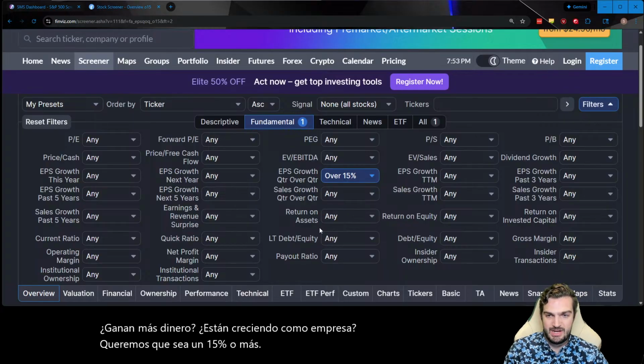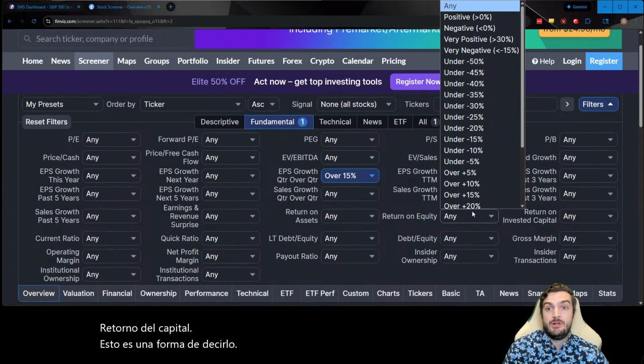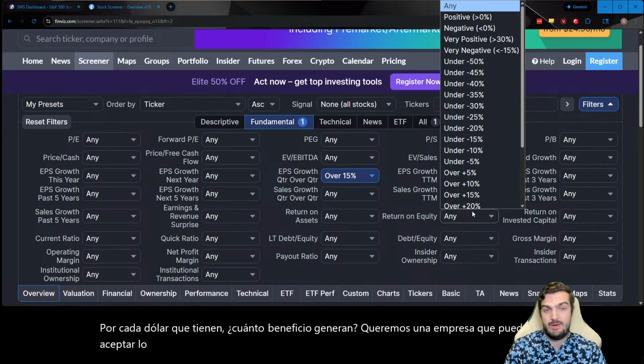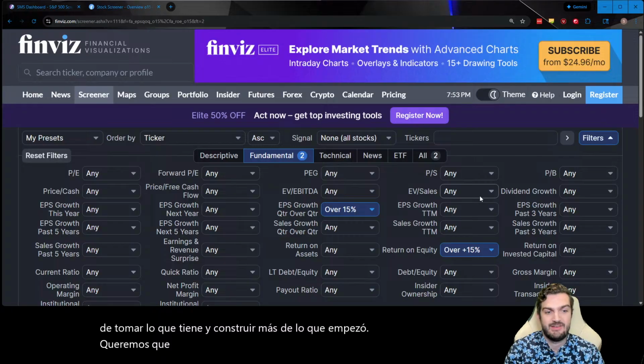Return on equity. This is a way of saying, for every dollar that they have, how much profit are they creating? We want a company that is able to take what they have and build more than what they started with. We want that to be over 15%.